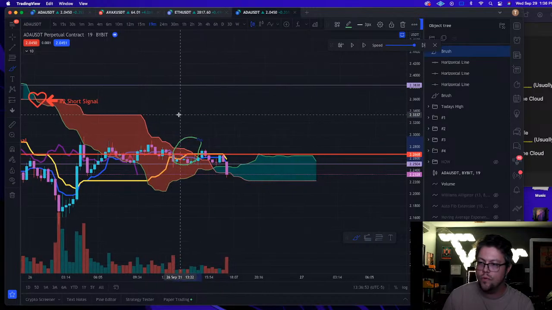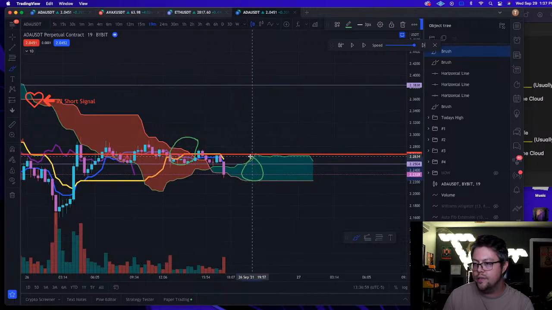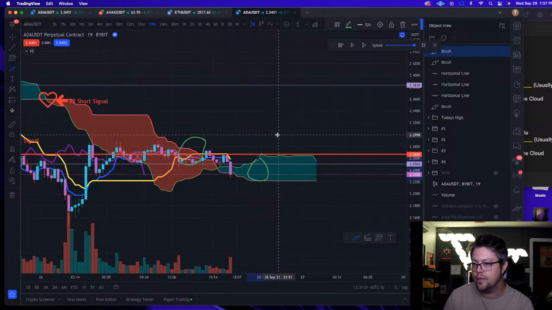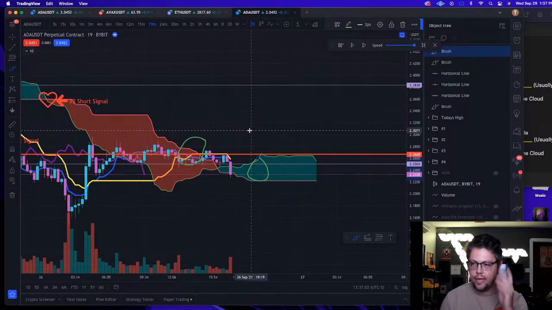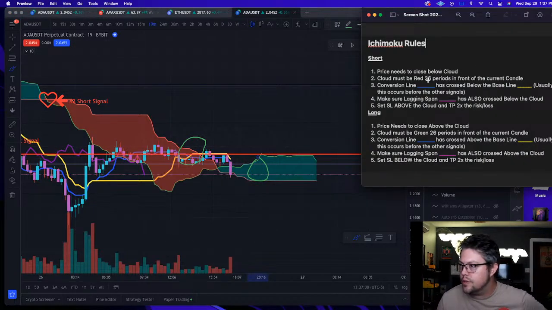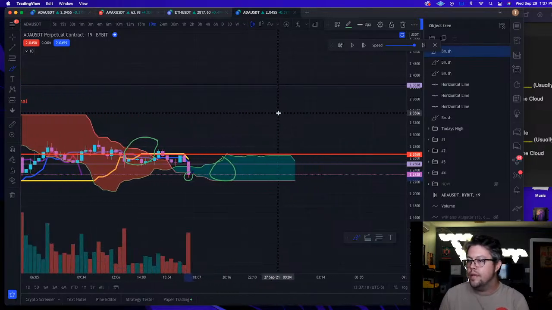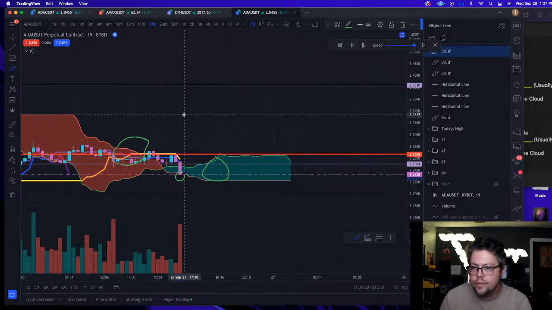So that's indicator one, right? And technically, we would have been green 26 ahead. So this could be indicator two, I believe, that would kind of indicate, hey, maybe we're going up again. What else do we need though? Let's check. So price needs to close below the cloud. So it did. It did close below the cloud right here.